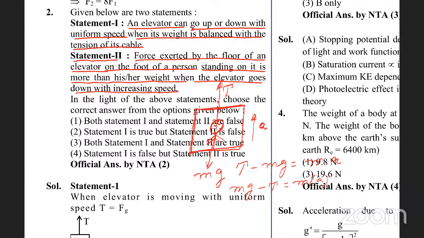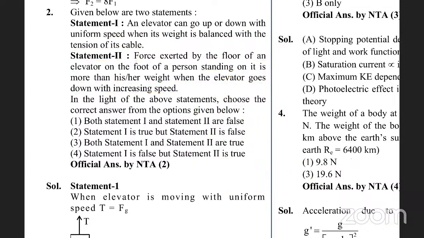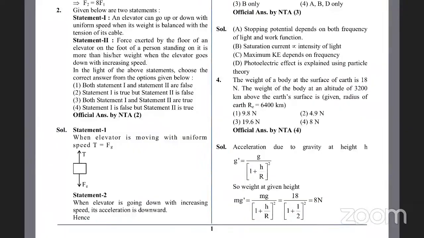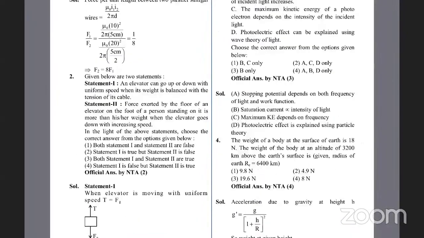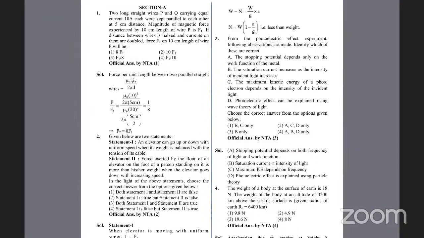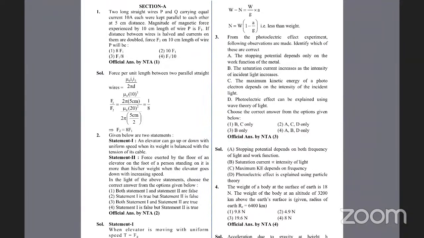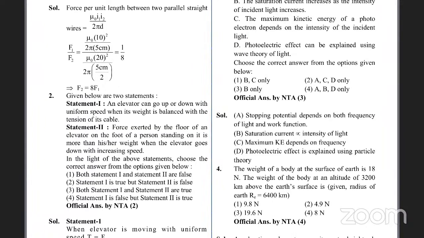When the elevator is moving with uniform speed, acceleration is 0, then T is equal to mg. That means statement 1 is correct. Let us discuss the statements. Statement 1 is correct.